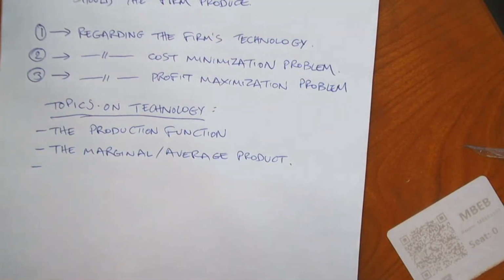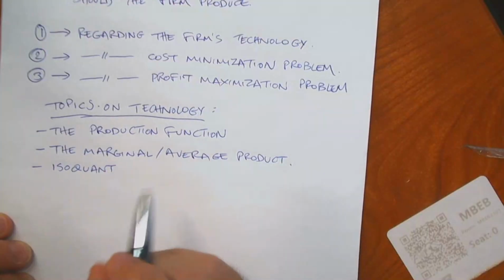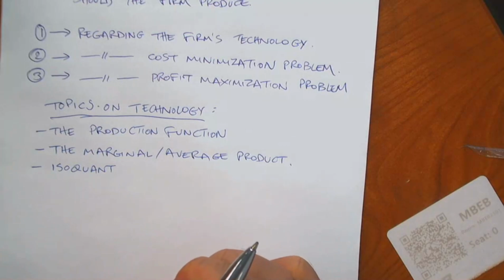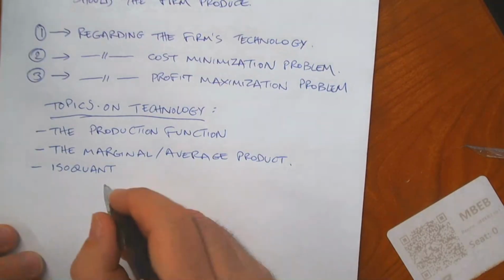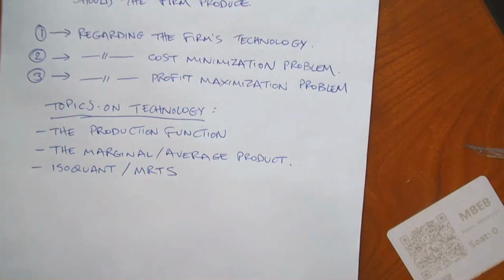So you increase one input by one unit. What do you get on the margin in terms of output? That's the idea here. The concept of the isoquant, from the Greek iso meaning equal and quant being quantity. So these are curves that represent the technology of the firm as a contour plot. You'll get a sense of that later on. And the MRTS, which is effectively the slope of that curve. So we're going to introduce that a little bit later.